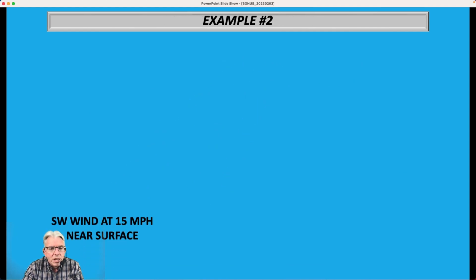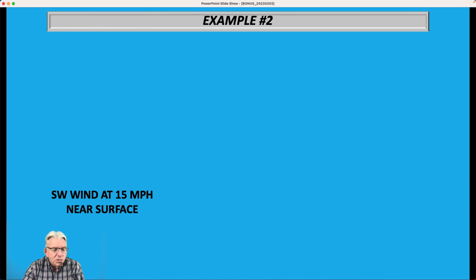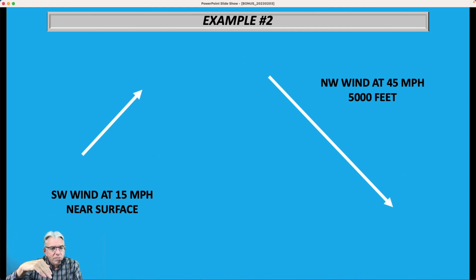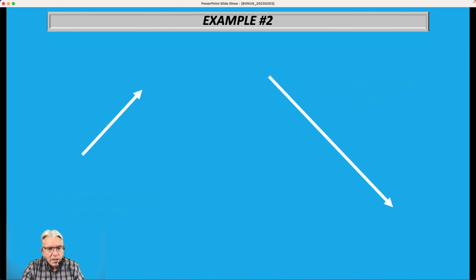Now let's go on to example 2. Here, instead of having a northwest wind at the surface and going to southwest aloft, we're going to do a southwest wind at the surface and a northwest wind at 45 aloft. So notice here that the wind is not backing with height, it's doing what we call veering with height, where it's turning clockwise. It's starting off southwest, and then it's turning like this into the northwest as you go up, okay? So why is that important?